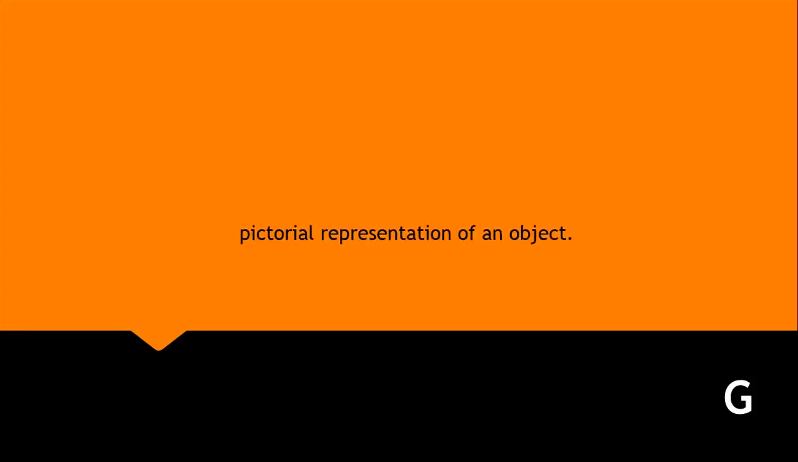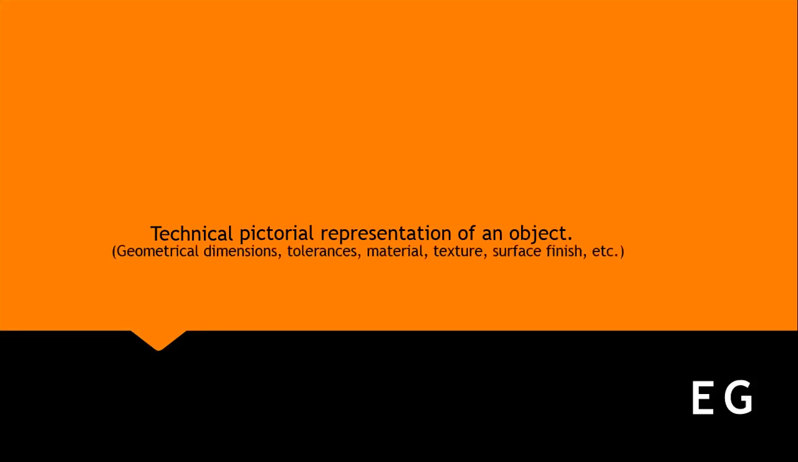It's a pictorial representation of an object, the classical definition. Then EG, engineering graphics or engineering drawing, is nothing but a technical pictorial representation of an object. So in engineering drawing, we are not going to draw abstract art. What we are going to represent is the drawing of an object. In that particular drawing, along with the look and feel, even the technical parameters of the object are very, very important. Technical parameters like geometrical dimensions, tolerances, material, texture, surface finish. Now all these are very, very important.